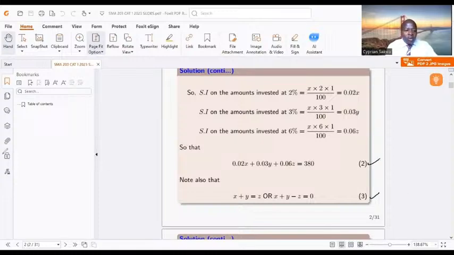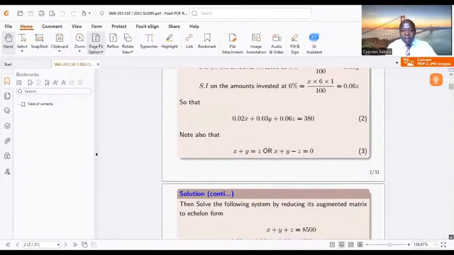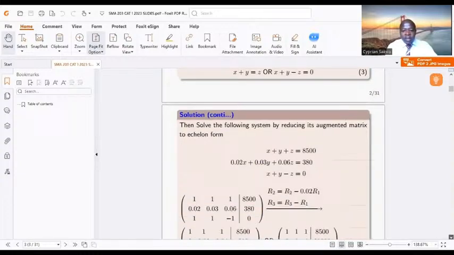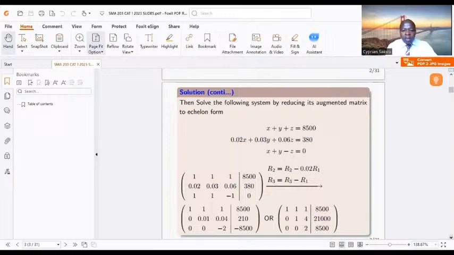So we now have the three equations, and we want to employ any of the methods we've learned in our class to solve. I'll reduce this system to echelon form, but you can use any other method and get the same result. So what we have as the system of linear equations is this. Now I want to reduce this system to echelon form.